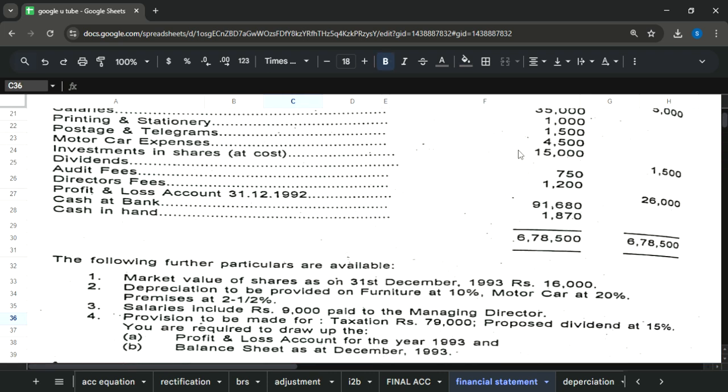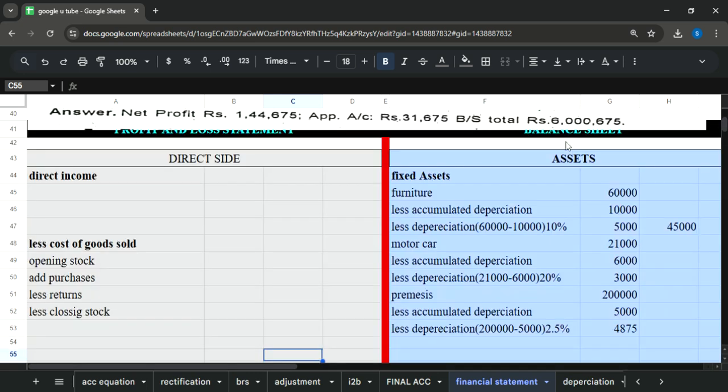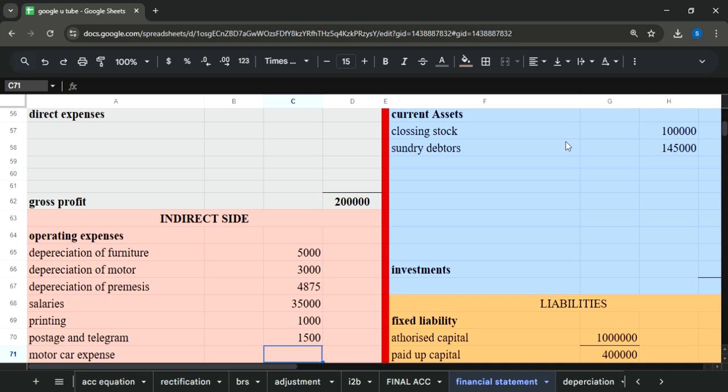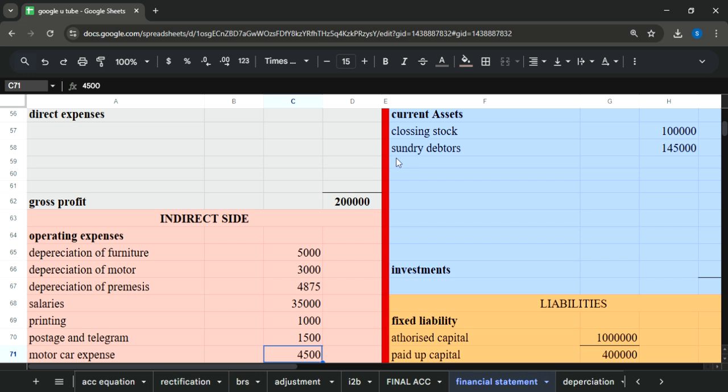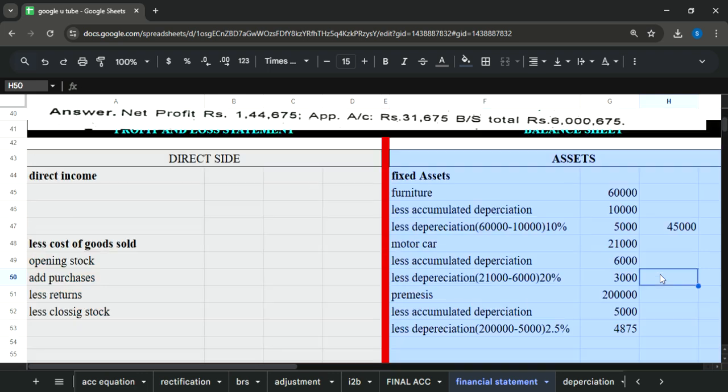Okay, this is difficult. 4500, I think, amount of motor car expenses, after which we have investment, and that is 15,000. And you know, we have its adjustment left for a while. 15,000 is amount of investment.